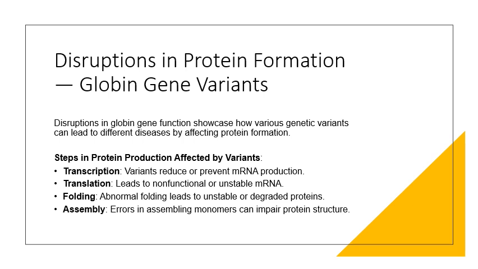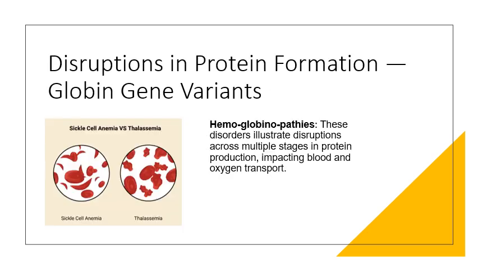So understanding these disruptions and when they occur is critical for linking genetic changes to clinical outcomes and for developing targeted therapies. So variants affecting the globin genes provide a clear example of how disruptions in each stage of protein production can lead to a range of clinical diseases, particularly in hemoglobin formation.